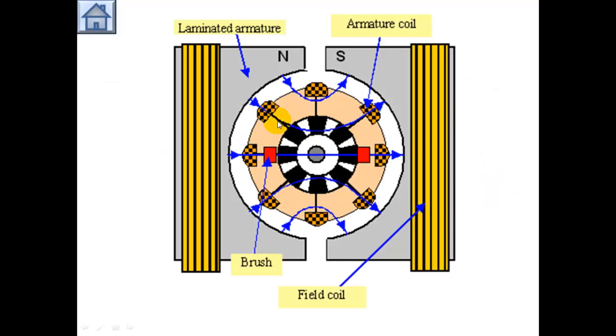This is made much smoother by having many loops of circuit. This is one loop of circuit, this is another loop, this is another loop, so this ends up moving in a much smoother way.